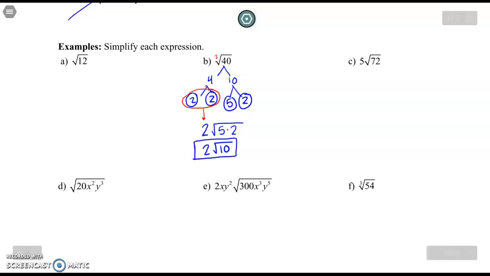Okay, we're running out of time in this video, so I'm going to do a second video that shows an example of some of these more complicated ones like E, where you've got numbers and variables. So tune into that video.